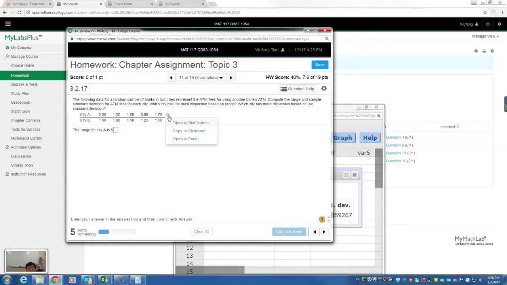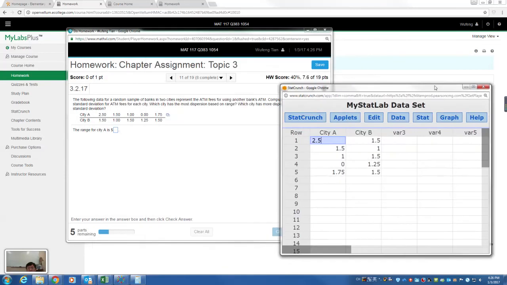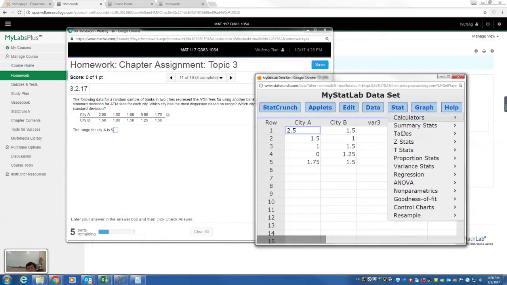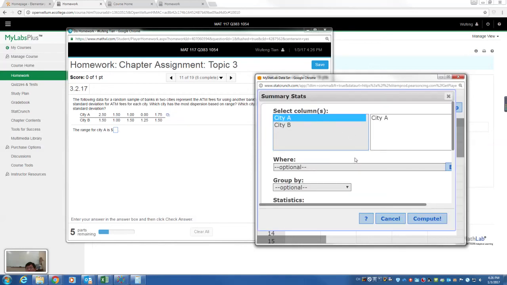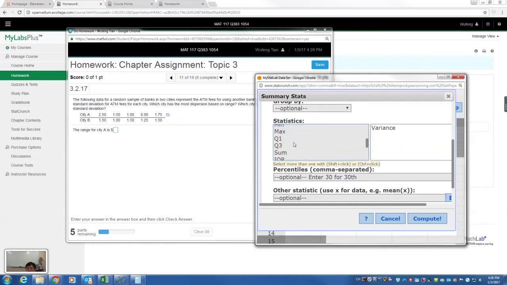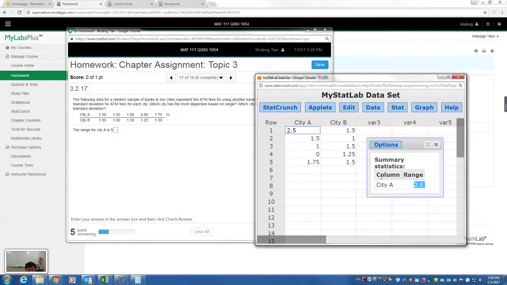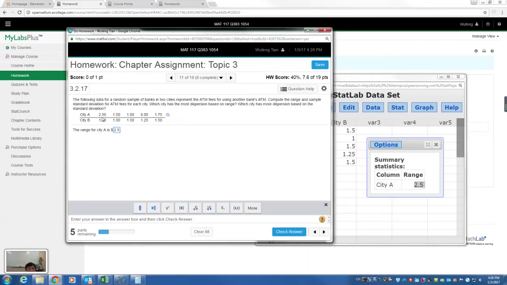The range, okay. You click the summary stats for columns A. If they ask you for the range, you can scroll down. Range is here. Range is maximum minus minimum, the maximum value minus the smallest value. The maximum value is 2.5, the smallest value is 0.0, so the range is 2.5 minus 0, which is 2.5. Range for B: 1.5 is the biggest one, the smallest one is 1, so it's 0.5.